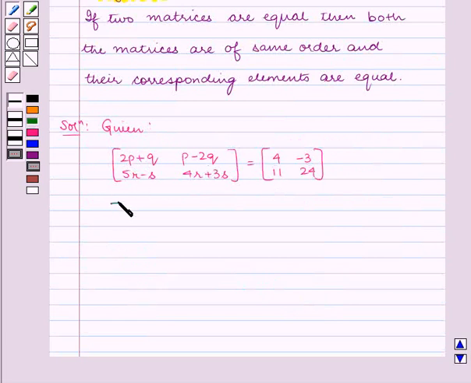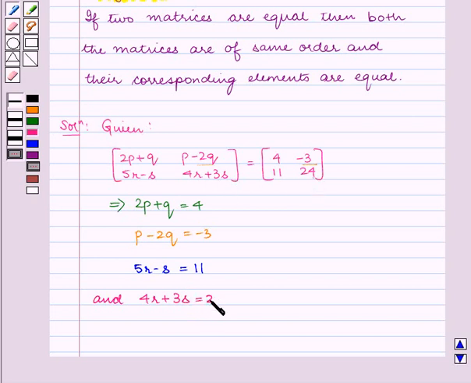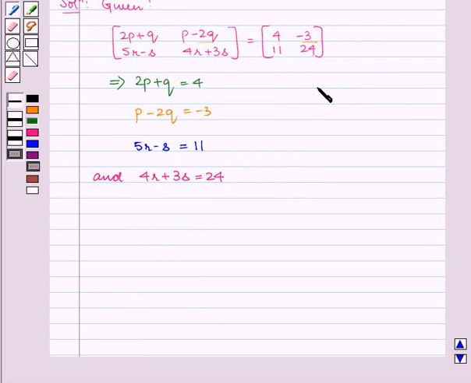This implies that 2P plus Q is equal to 4, P minus 2Q is equal to minus 3, 5R minus S is equal to 11 and 4R plus 3S is equal to 24. Let us mark these four equations as 1, 2, 3, and 4.